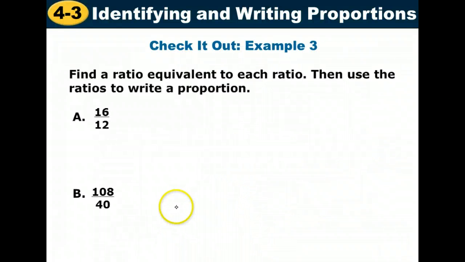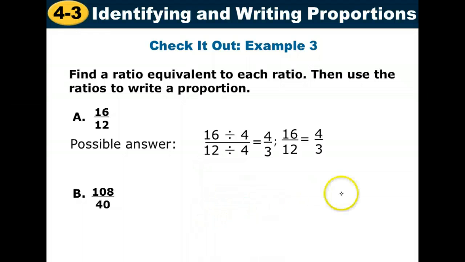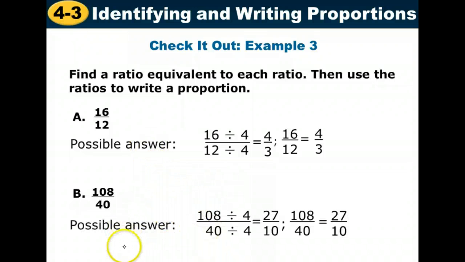Alright, so go ahead and try to rewrite at least two equivalent ratios for those two. Alright, so let's take a look at some examples. We could write 4 to 3 for this one by reducing it. Also, we could multiply by 2, multiply by 3, whatever factor we want. And here, this one was reduced, so a possible answer will be 27 to 10. Or again, if we want to make it bigger, we would multiply.